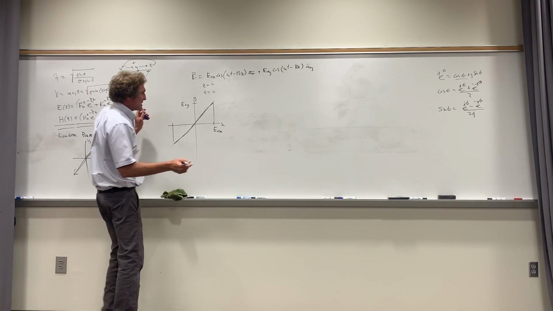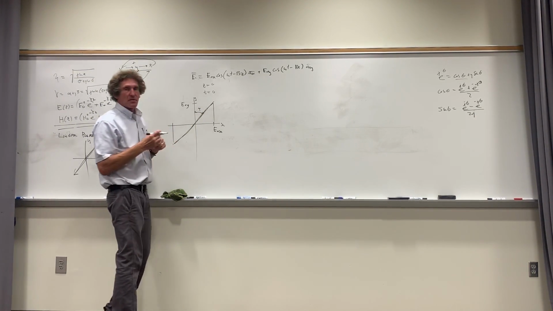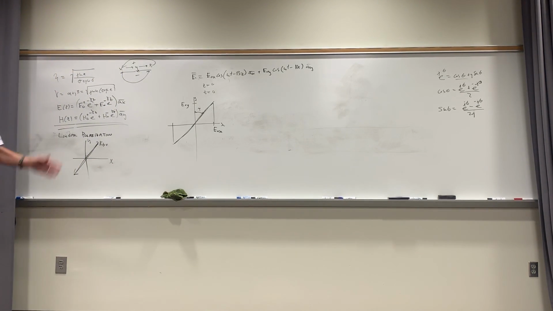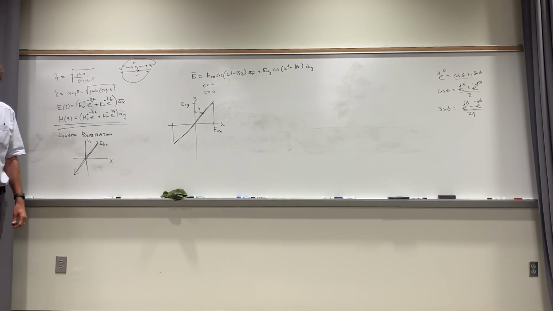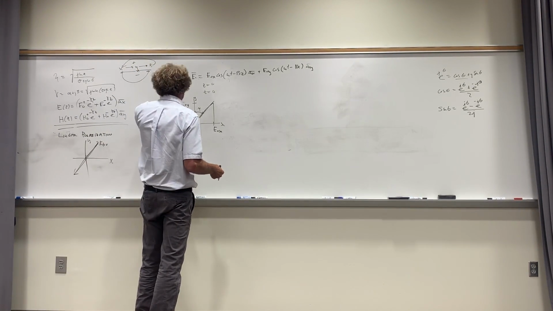Some people talk about the tilt angle as being important. I don't really care about that. That tilt angle is what? It's really just, for that one, going to be inverse tan of E0x over E0y. But it's easy to get from trig, isn't it, class? Okay. So that's linear polarization.